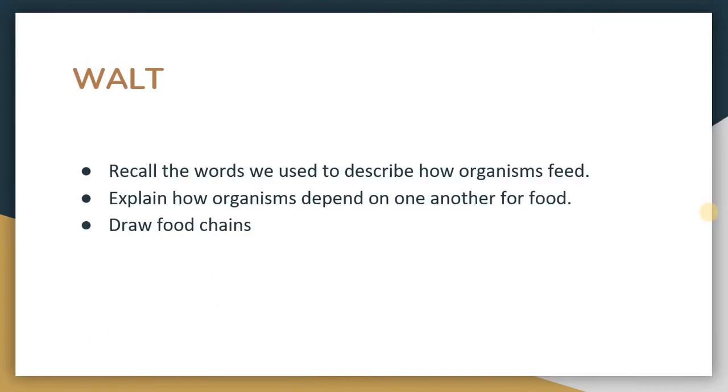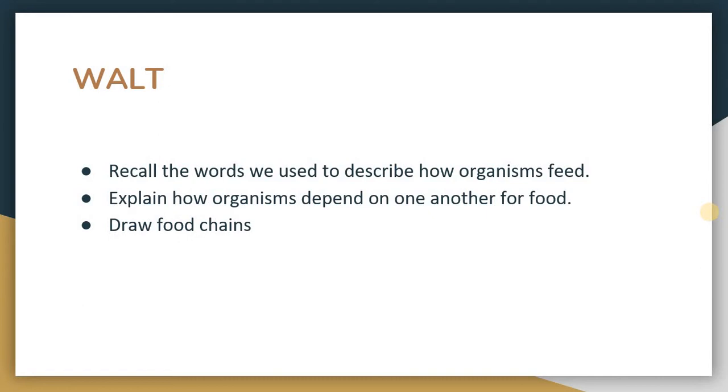So these are your words for this chapter. First of all, we are learning to recall the words we use to describe how organisms feed. Secondly, we are learning to explain how organisms depend on one another for food. And lastly, we are learning to draw food chains.